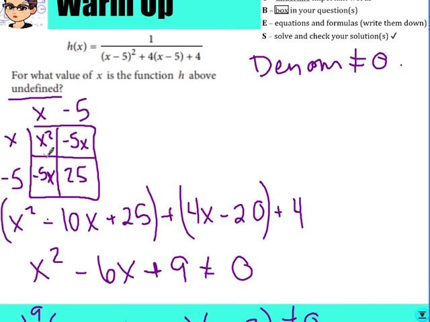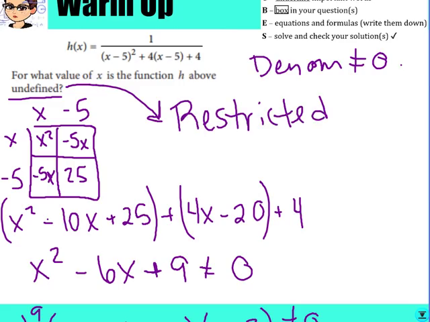of when it says for what value of the function is undefined. Undefined, these are the same as our, do you have a guess? Restricted values, which is the same as when the denominator cannot equal 0. Again, it cannot equal 0 because if it equals 0, then we're dividing by 0. And mathematically speaking, we cannot divide by 0.